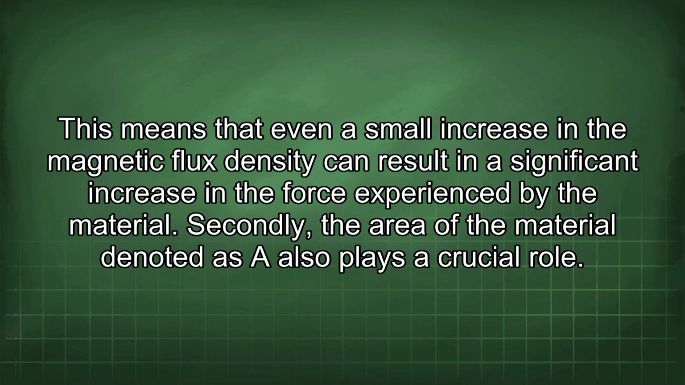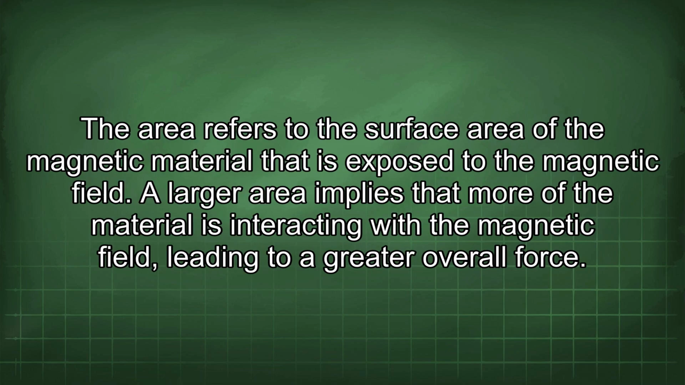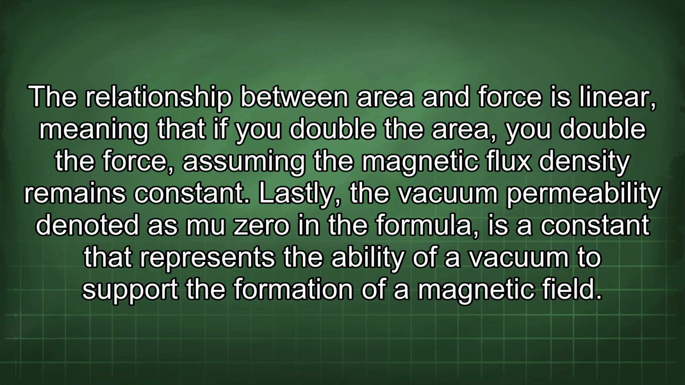Secondly, the area of the material, denoted as A, also plays a crucial role. The area refers to the surface area of the magnetic material that is exposed to the magnetic field. A larger area implies that more of the material is interacting with the magnetic field, leading to a greater overall force. The relationship between area and force is linear, meaning that if you double the area, you double the force, assuming the magnetic flux density remains constant.